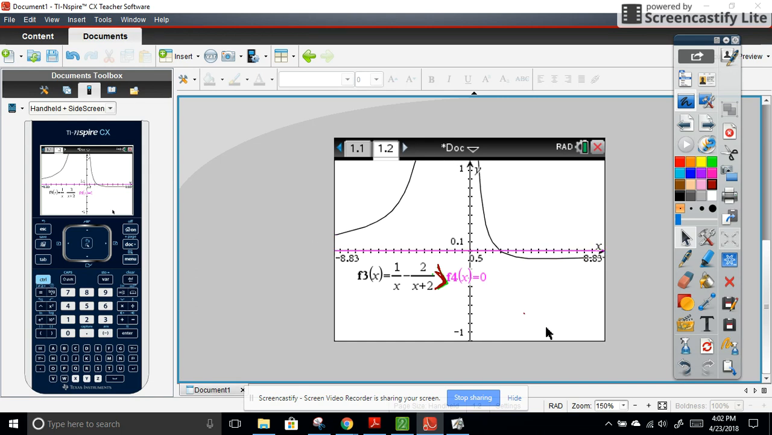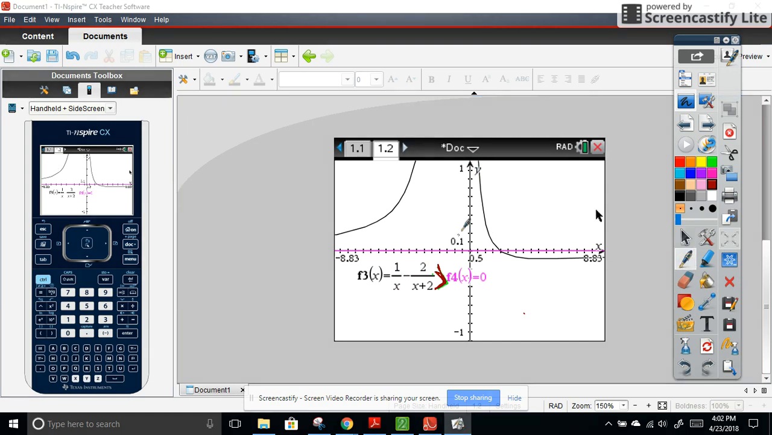I probably have an asymptote at 0 and where else? At -2. Let me see if I can draw those in. Asymptote at 0. Asymptote right there. And at -2. Oh, what are these counting by? I don't know what I'm counting by. 0.1s. 1, 2, 3, 4. What is my scale?